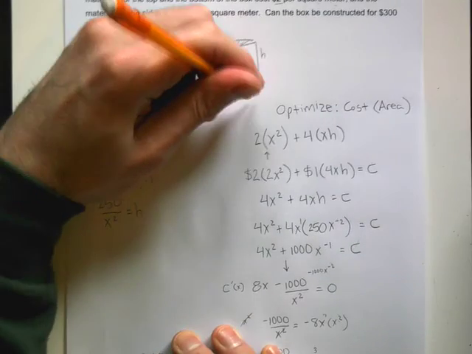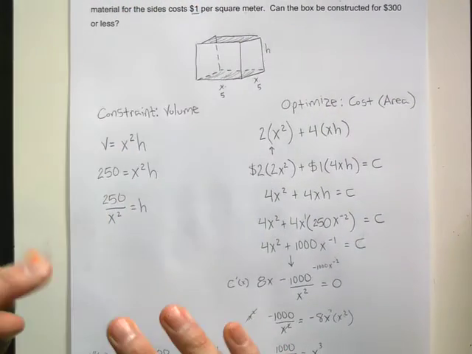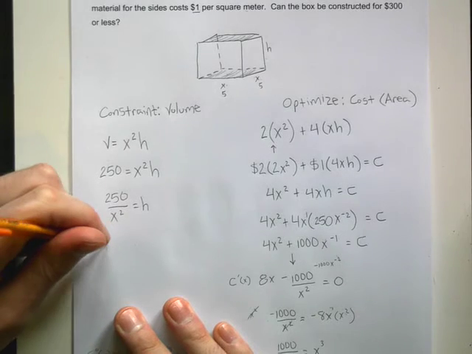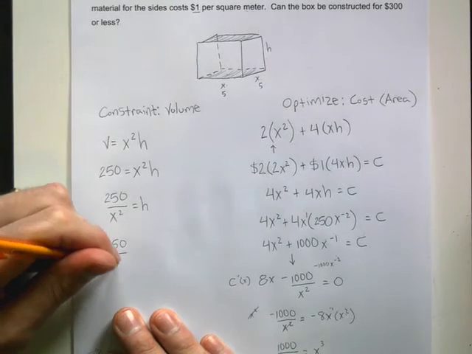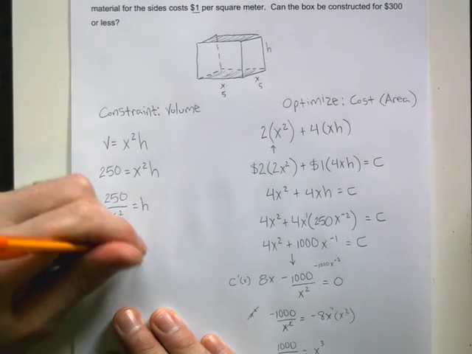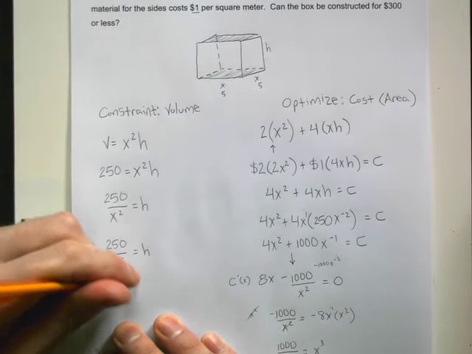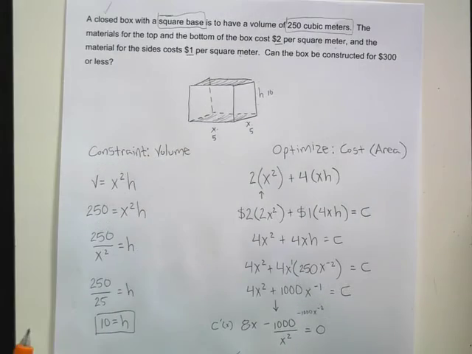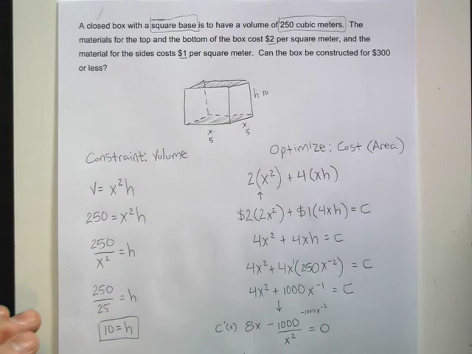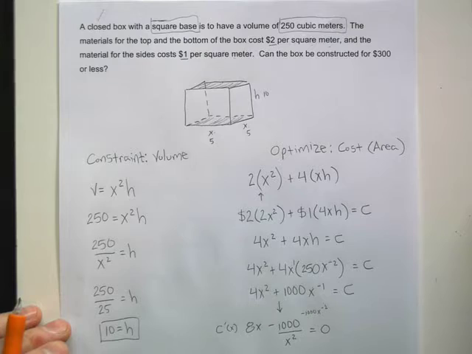So this would be 5, this would be 5. Let's figure out what our h would have to be. It'd be 250 divided by x squared, which is 25. It's going to be h, so 10 equals h. So that would be 10. Okay. So the question is, can the box be constructed for $300 or less?